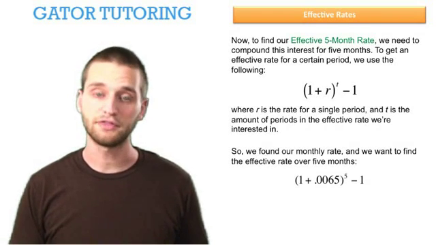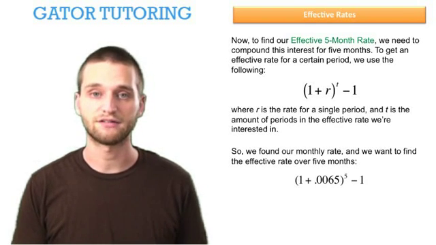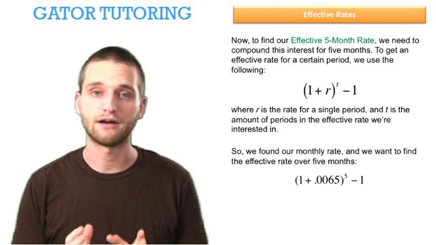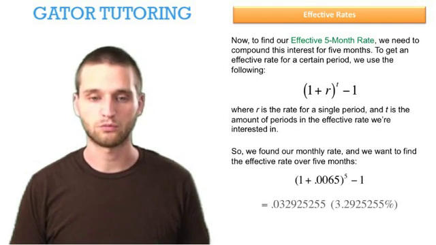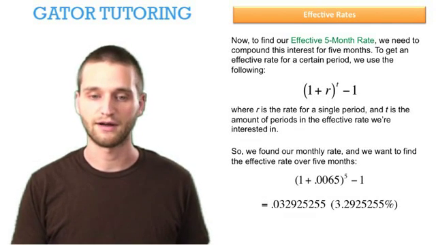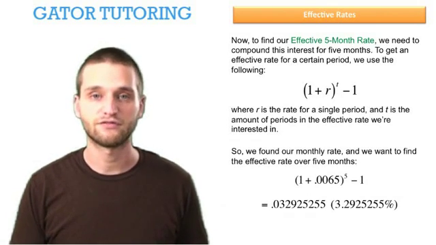So we plug in our monthly rate of 0.0065, which is 0.65%. Again, we enter that as a decimal. And we plug in 5 for T, the amount of periods which we're going to compound this interest over. We subtract 1, and we find that it's 0.0329 and some odd numbers, and so it's 3.29%. That's our effective 5-month interest rate.